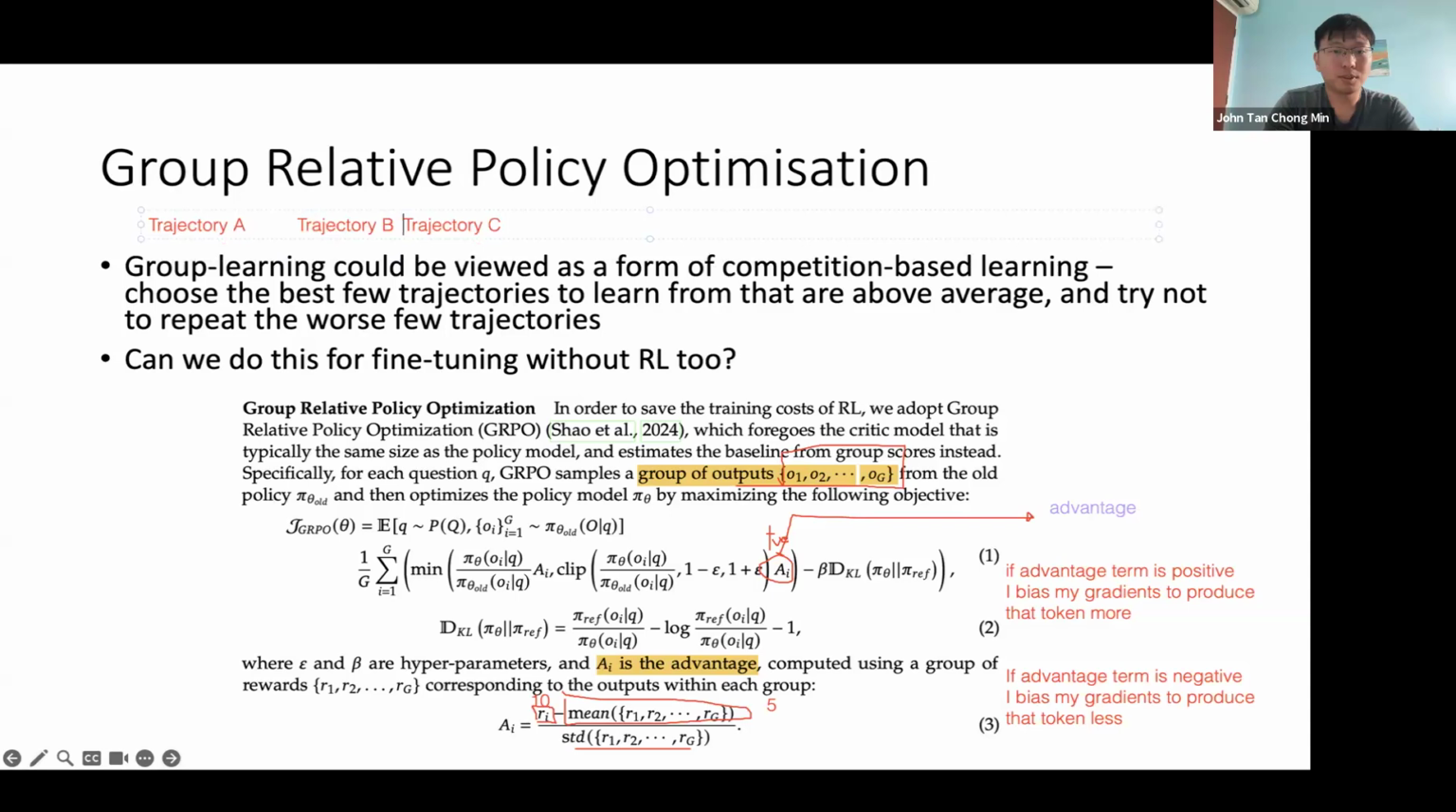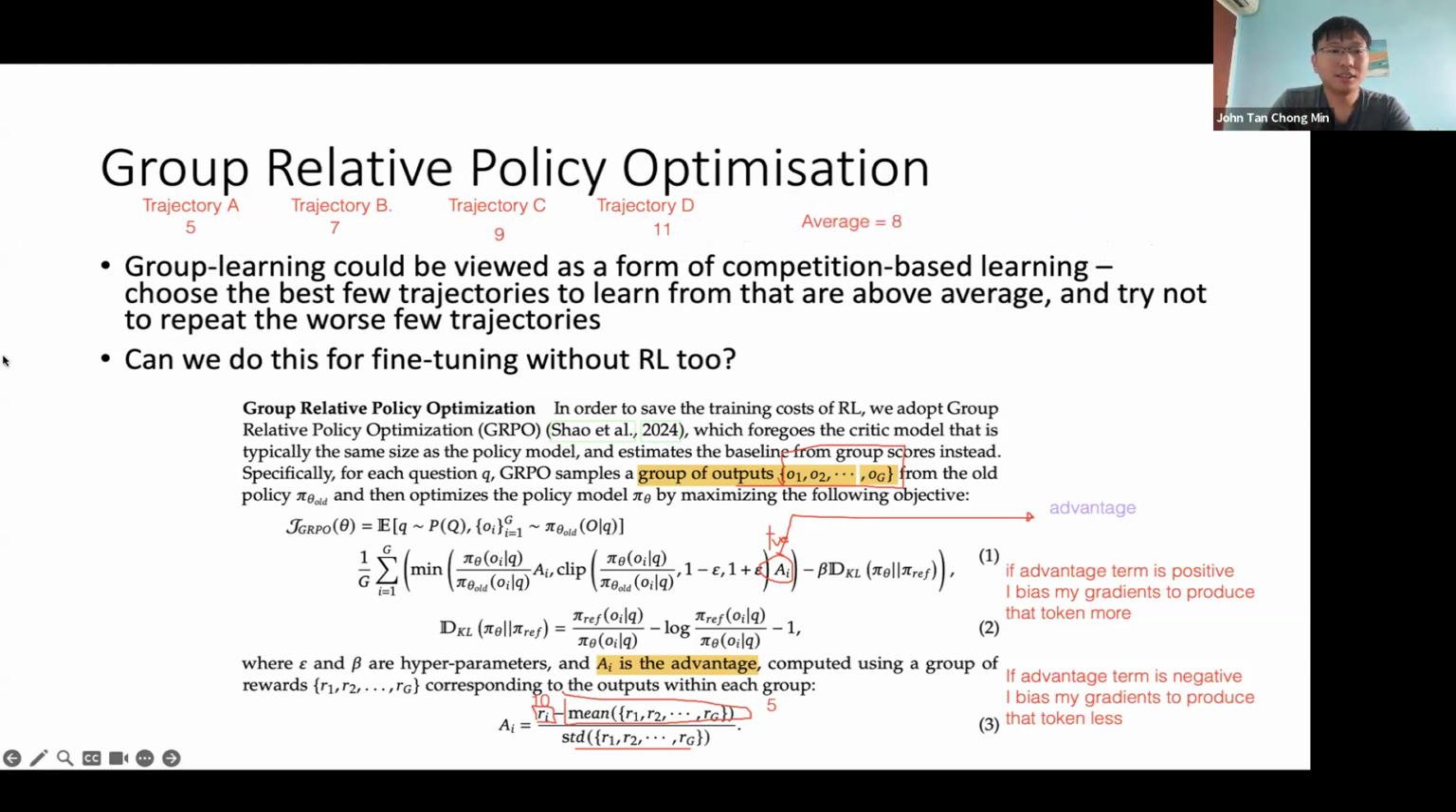Okay, let me just put this properly. Trajectory C, trajectory D. Each of them, you give a certain score, like 5, maybe I don't do 5, 5, 7, 9, 11. So each of them has a certain score, and the average score here is 8, right?